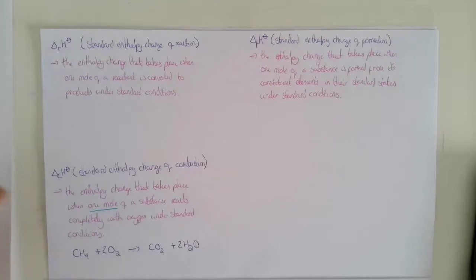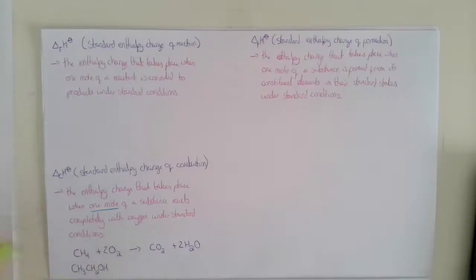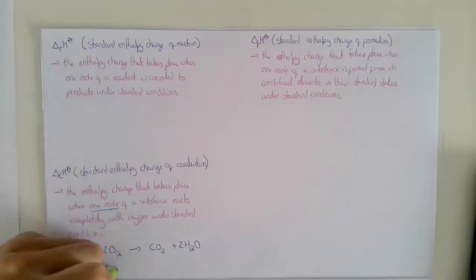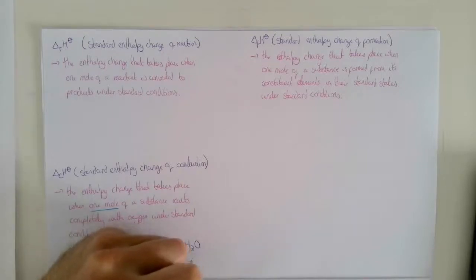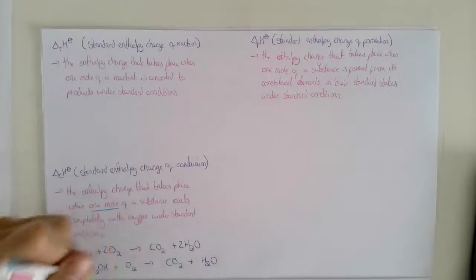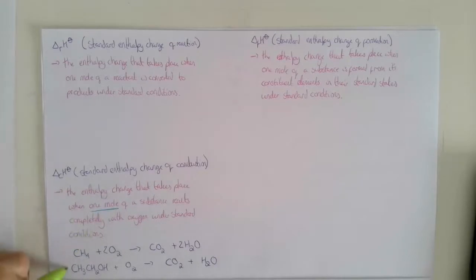If we have another example, let's say a question said, write an equation to express the standard enthalpy change of combustion of ethanol. So ethanol will be CH3CH2OH. 1 mole of a substance reacts completely with oxygen, so that substance is going to react completely with oxygen to make carbon dioxide and water. And then I need to balance it by making sure that the ethanol stays as being just 1 mole. So I'm going to keep a 1 there, I'm never going to change that. I need to make sure that stays the same.